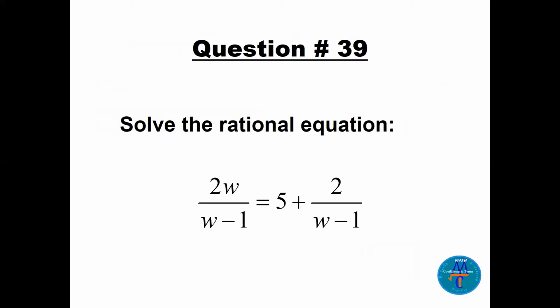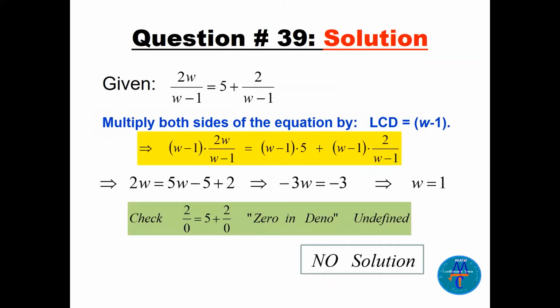Solve the rational equation. That's easy. Why easy? Because we have an equal sign, and equal means we are safe. Easy equation, find the LCD. Also, the LCD is very simple, w − 1. Multiply everything by w − 1, so no fractions here. See, 2w = 5w − 5 + 2. Find w, which will be 1. Remember, anytime you have an equation with a variable in the denominator, we cannot stop here and say w = 1. You have to check.